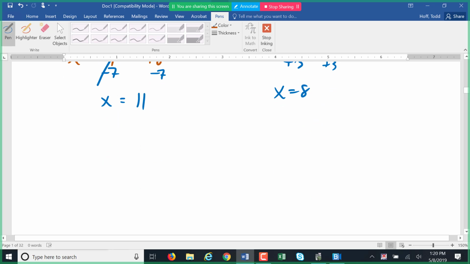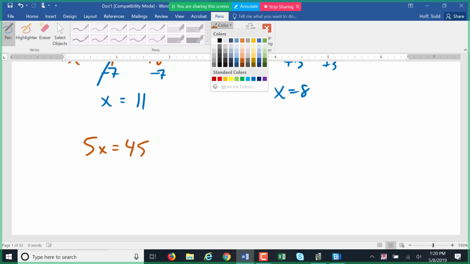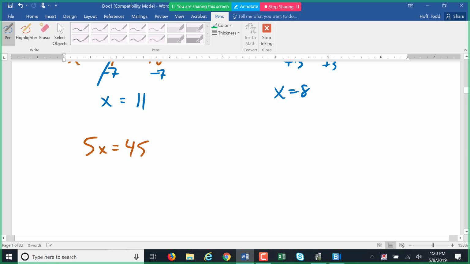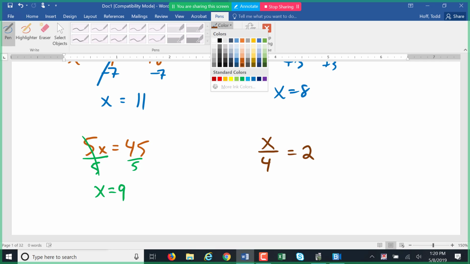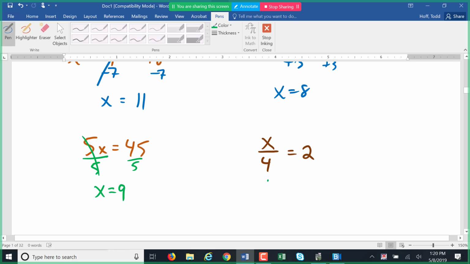If I have an equation like 5x equals 45, this was built by multiplying x by 5. I solve it by doing the inverse, dividing by 5. X equals 9. If I have x divided by 4 equals 2, that was built by dividing x by 4. I solve it by doing the inverse, multiplying by 4. X equals 8.